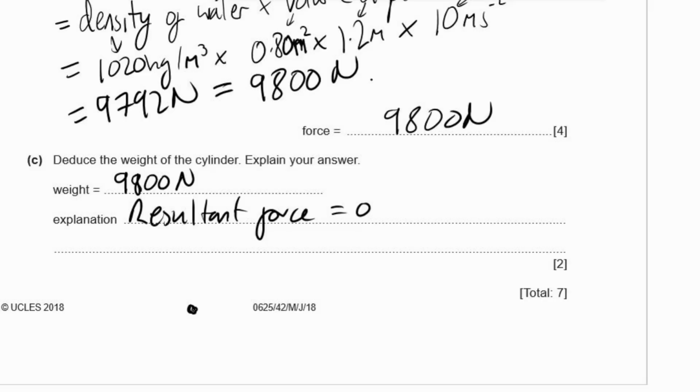So there's a force pushing it down, which is its weight, and the force pushing it up, which we worked out, is 9800 newtons, and I know that the resultant force is 0, so the weight must be 9800 newtons.